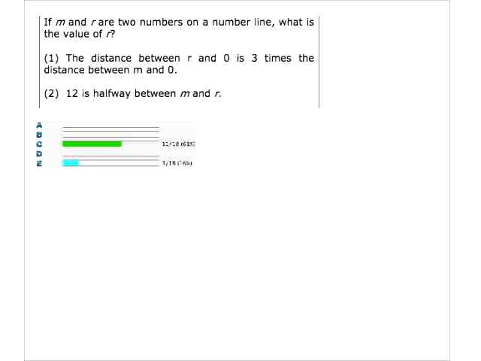I think we can safely get through the first couple of options pretty quickly. These are just distances, so by themselves they're not going to give you anything. This won't fix any values. Nobody picked A, B, or D, so I'm assuming we can do this part quickly. 12 is halfway between M and R. This just means that M and R are some 2 points with 12 as midpoint. That's not specific enough. So individually they're not sufficient, so we've got to put them together.